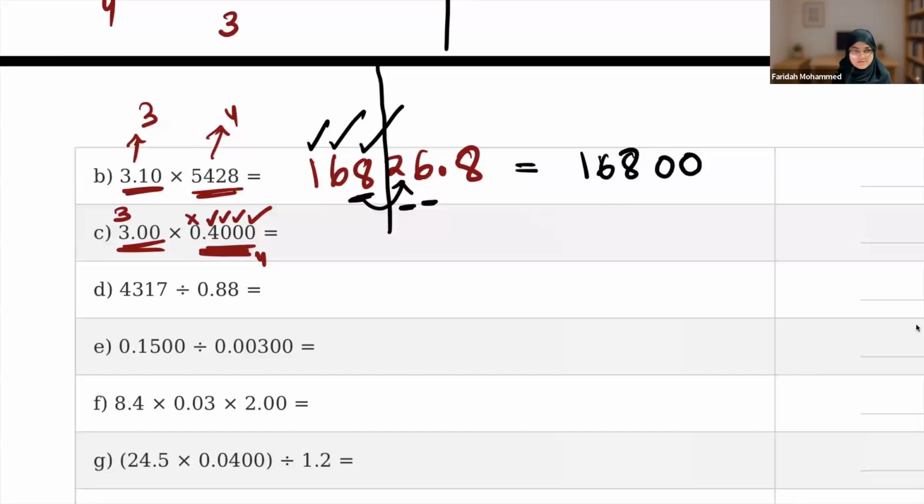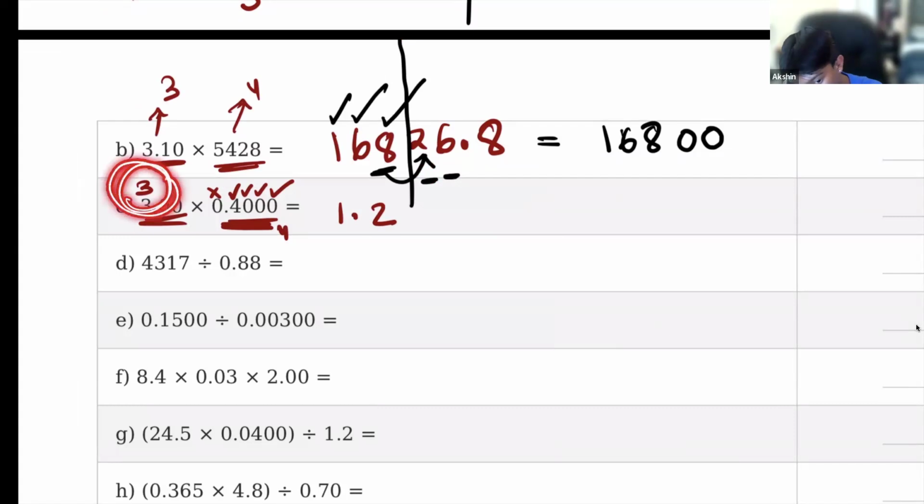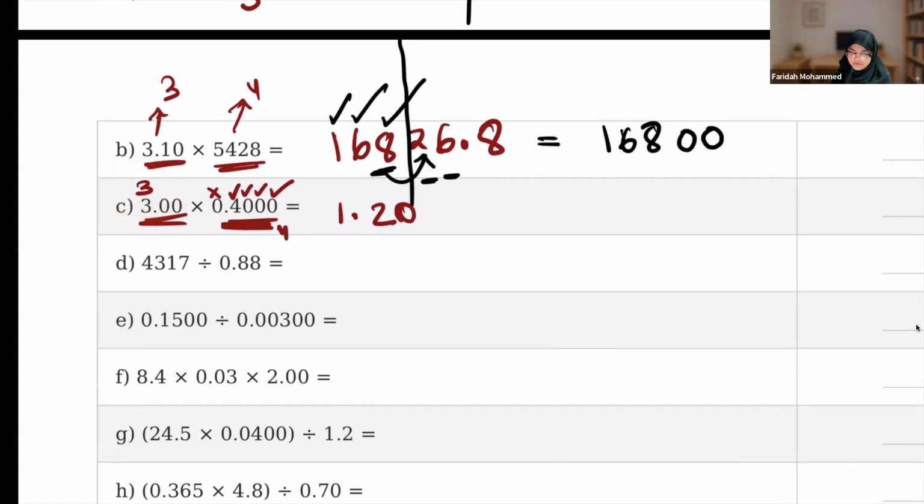Now when you multiply these two together, you get 1.2. But you need to have how many sig figs? Based on the lowest one? 3. So what do we do? You have to put a 0 there to make it 3 sig figs.